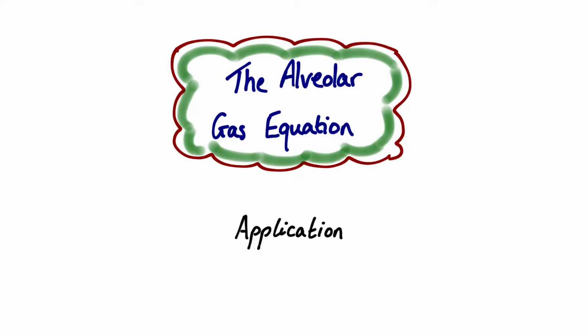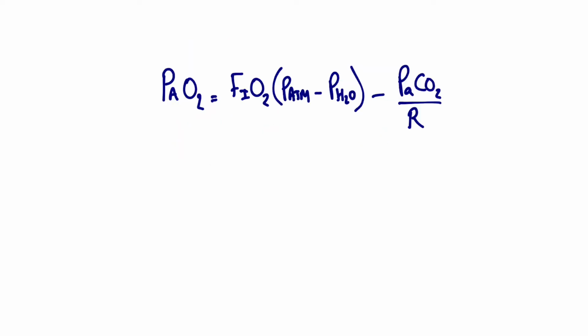Welcome to the second video relating to the alveolar gas equation, and this video focuses on its application. In the last video we derived this equation and we said that the partial pressure of oxygen within the alveoli, which is an important driving factor of diffusion of oxygen from the alveolar gas into pulmonary capillaries, was very hard to measure or not measurable. So what we needed to do was equate it to some other variables that we could measure.